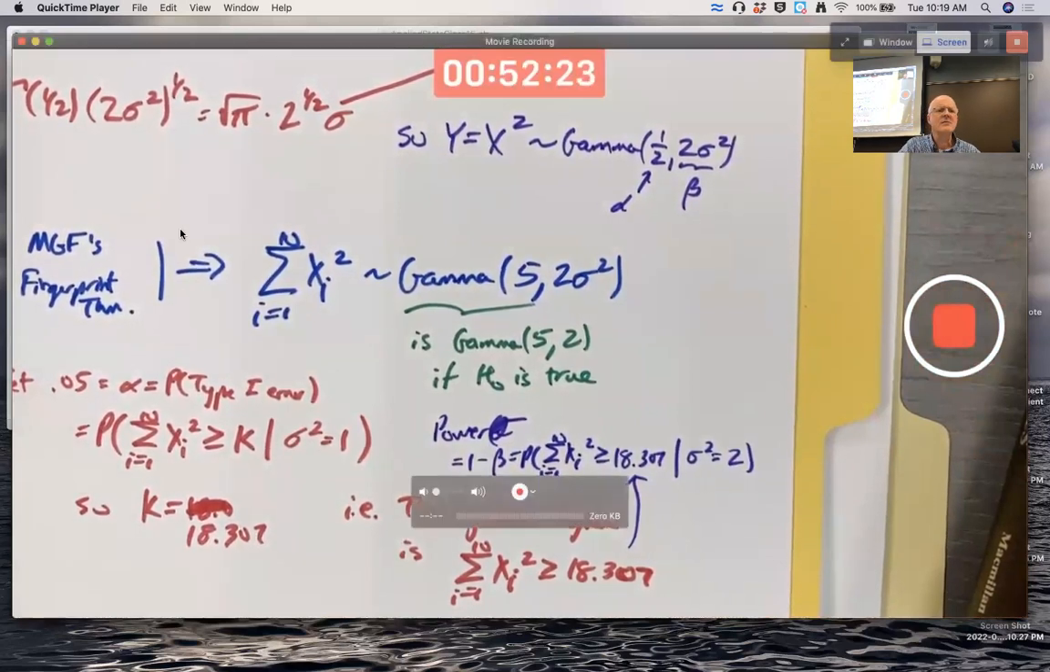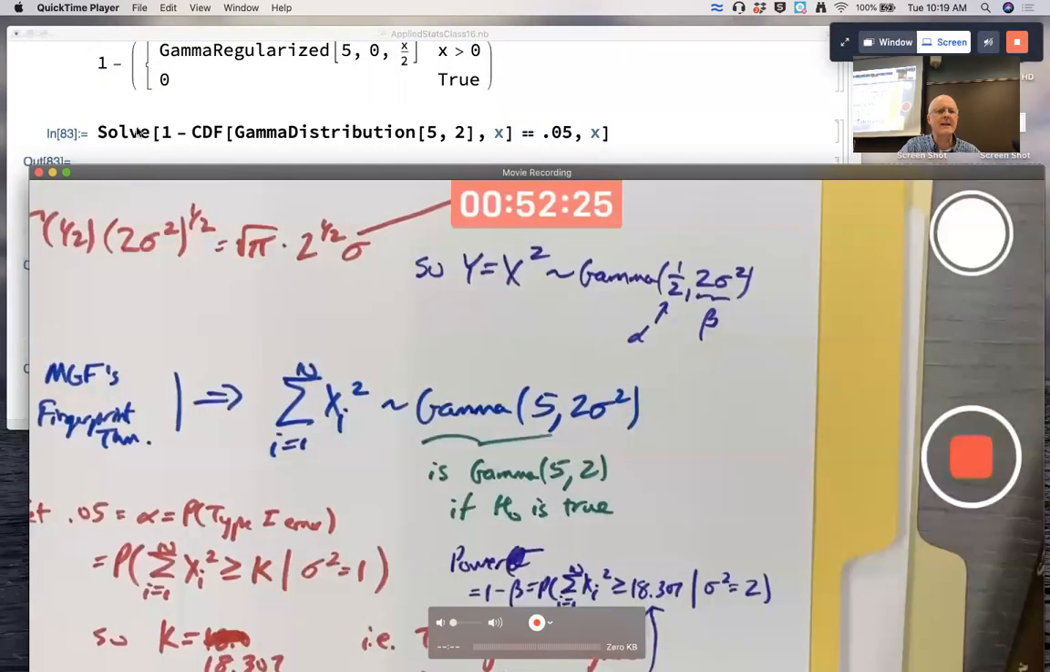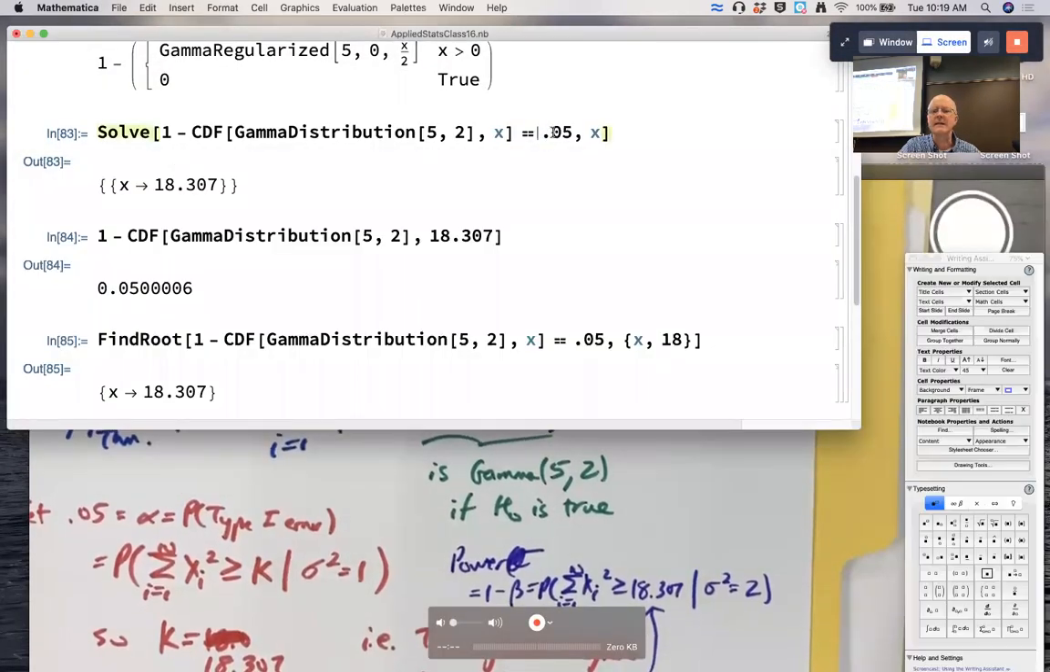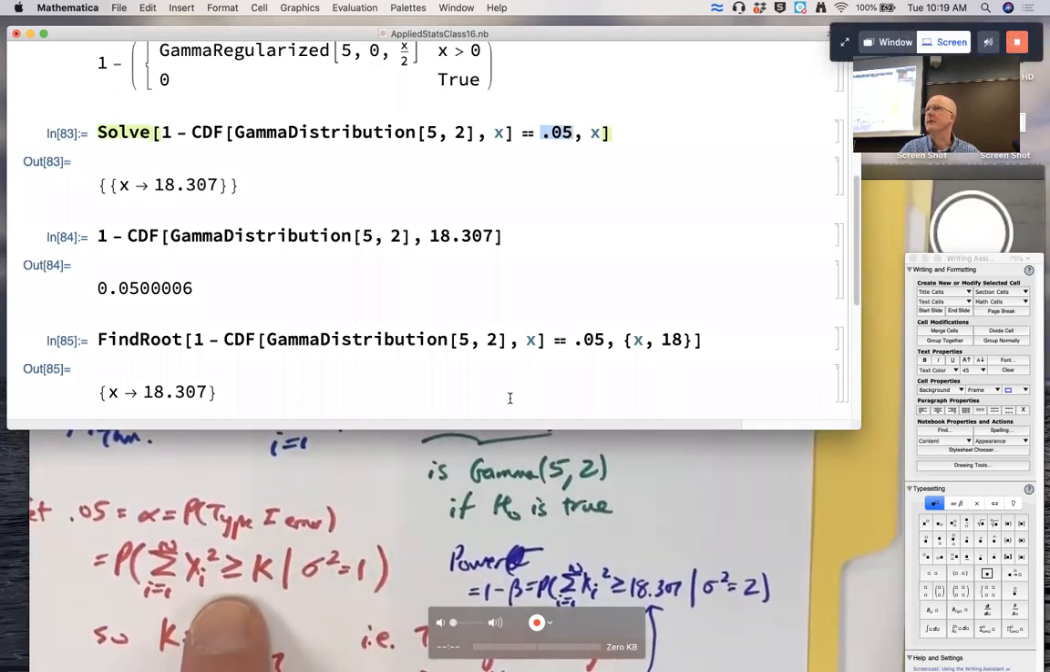I didn't have to. I was just trying to write something that had to equal 0.05. If I just use the CDF, I set it equal to 0.95, because this inequality is a greater than or equal to instead of a less than or equal to.